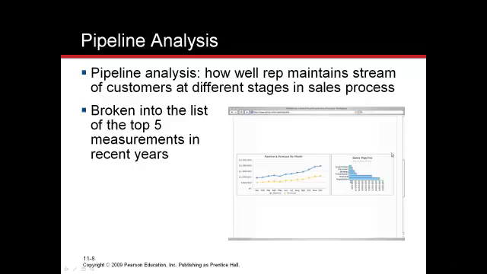One of the newer types of measurements is called the pipeline analysis. One of the things you could see from the next exhibit is that there are different measurements the firm can use in order to make this measure. But if you look at the pipeline analysis, it tells how well the representative maintains a stream of customers at different stages of the sales process.